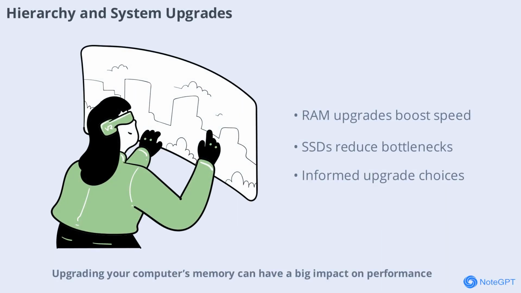Upgrading your computer's memory can have a big impact on performance. Adding more RAM or switching to a faster SSD can speed up data access and reduce bottlenecks. Understanding the memory hierarchy helps you make informed decisions about which upgrades will deliver the best results for your needs.